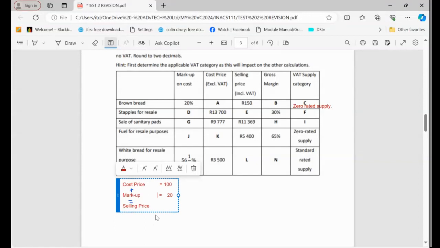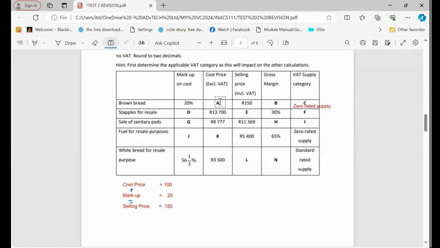It means this 100 will be in line with the selling price. Okay, so this one is very much important. So make sure that you know how to do that. Immediately after you're doing that, you're going to use the formula here: cost plus the markup equals selling price. So 100 plus 20 equals 120. Okay, this is very much important. This is going to help us to calculate.